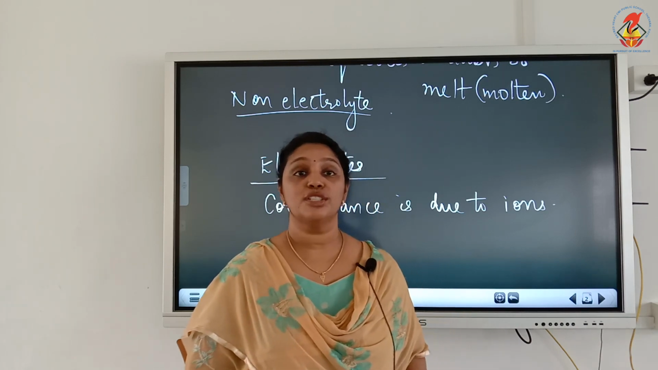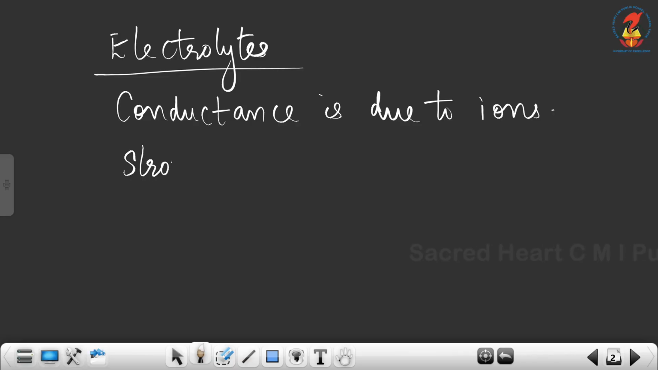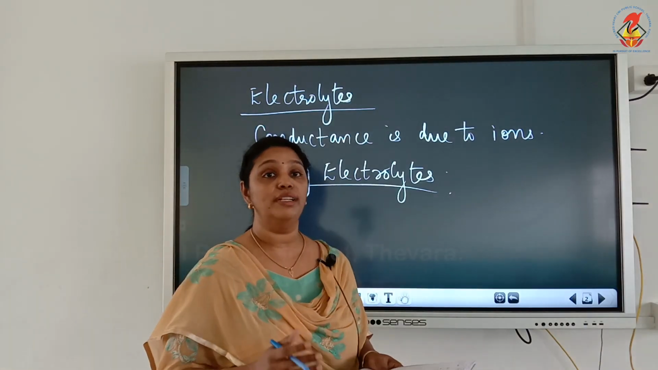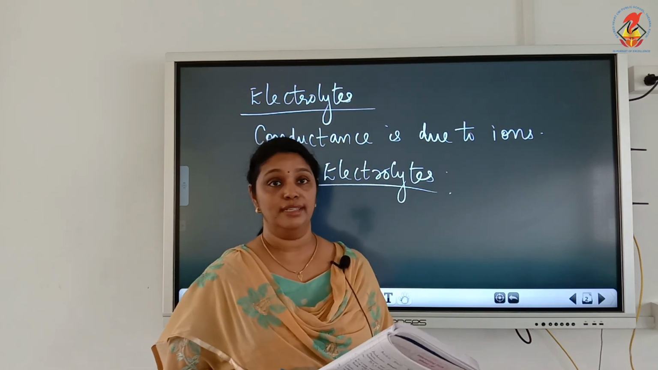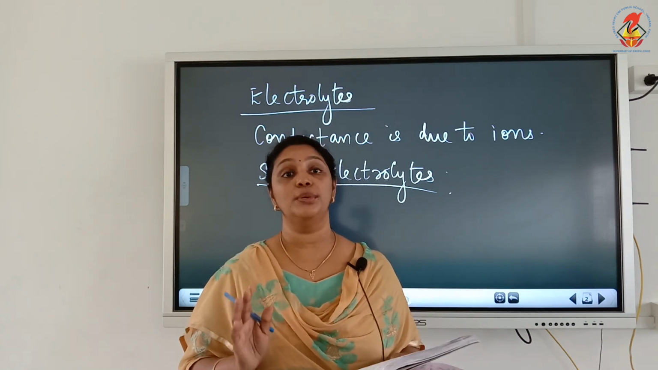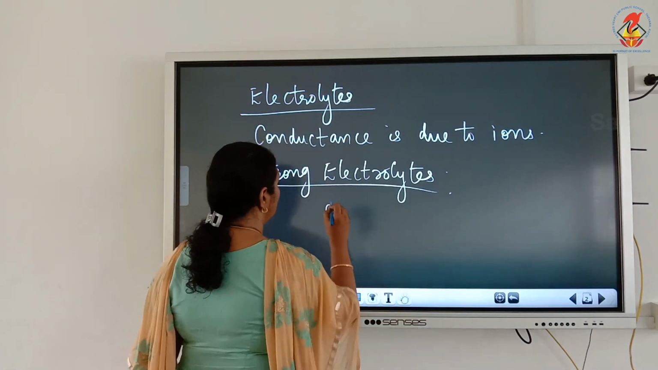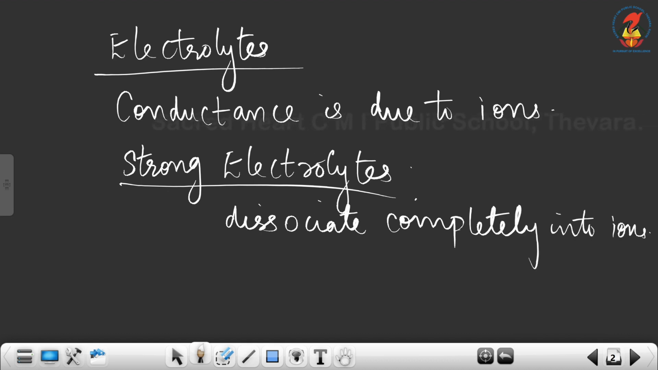So, next is the strong electrolyte and weak electrolyte. These electrolytes are again classified as strong and weak electrolytes. So, let's see what are strong electrolytes first. The strong and weak electrolyte classification is based on the degree of dissociation of the electrolyte. Now, what do you mean by strong electrolyte? Strong electrolyte means electrolytes which dissociate completely into ions in aqueous solution and they are good conductors of electricity.